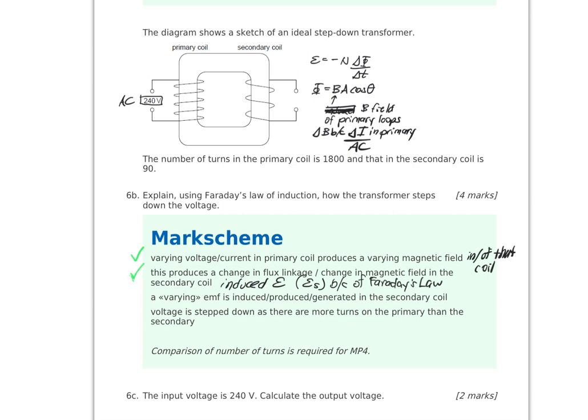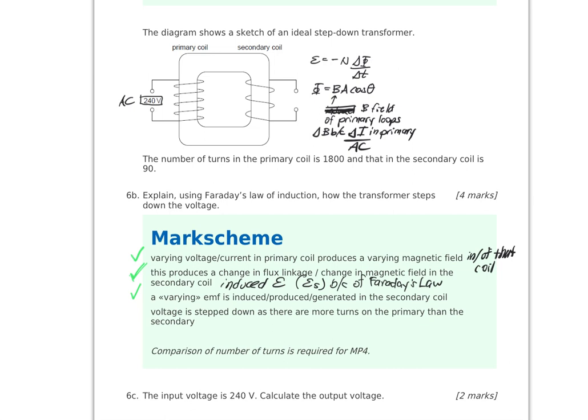There's also Lenz's law. That means there's going to be some energy losses there because the magnetic field is opposing. So if the current is going one way in the primary coil, the current is going to be going the other way in the secondary coil. And that third point is also Faraday's law, that it makes a change in magnetic field in the secondary coil, which then therefore induces an EMF in that coil.